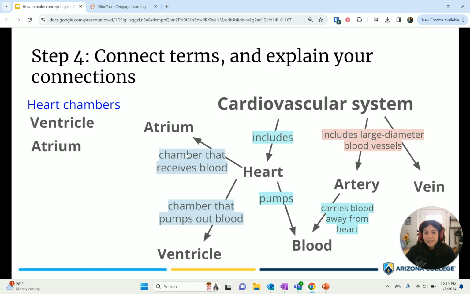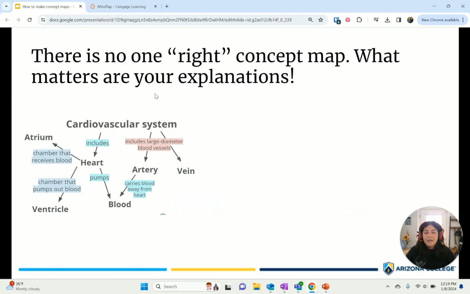We used all of the terms. All of the terms are connected to at least one other term, and each connection includes at least a word or two explaining that connection. And that's all you have to do. I want to emphasize that there's no one right concept map, like there's not one right answer. What matters is your explanations and that your explanations make sense.